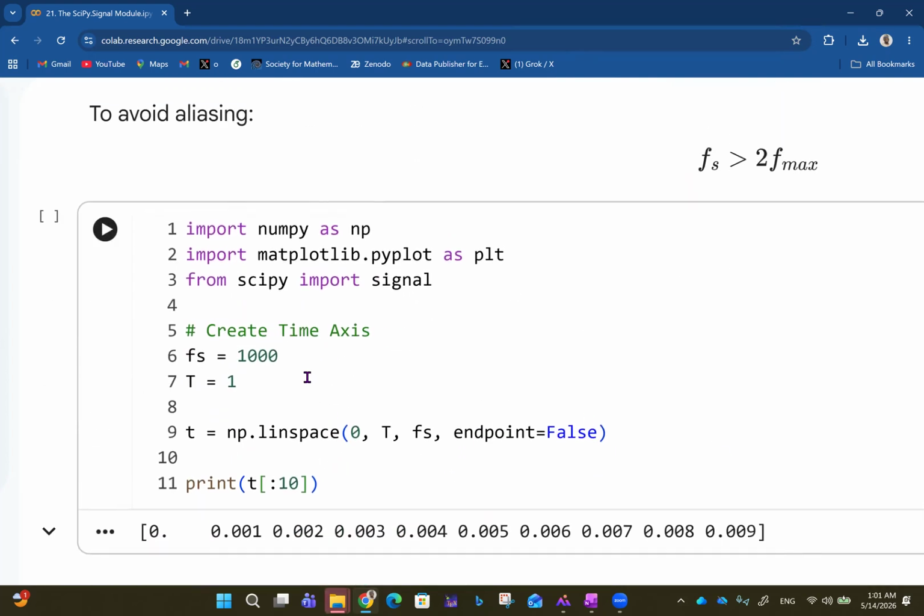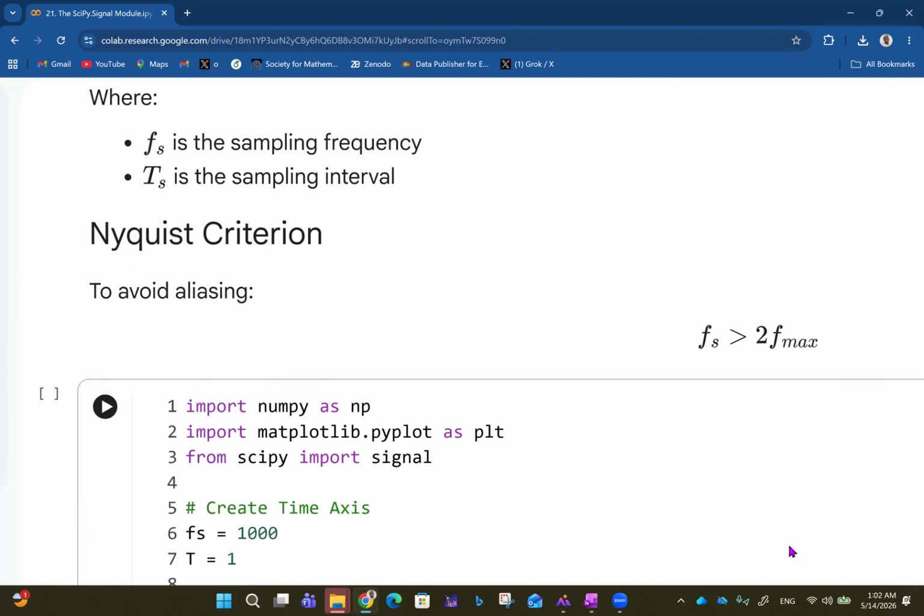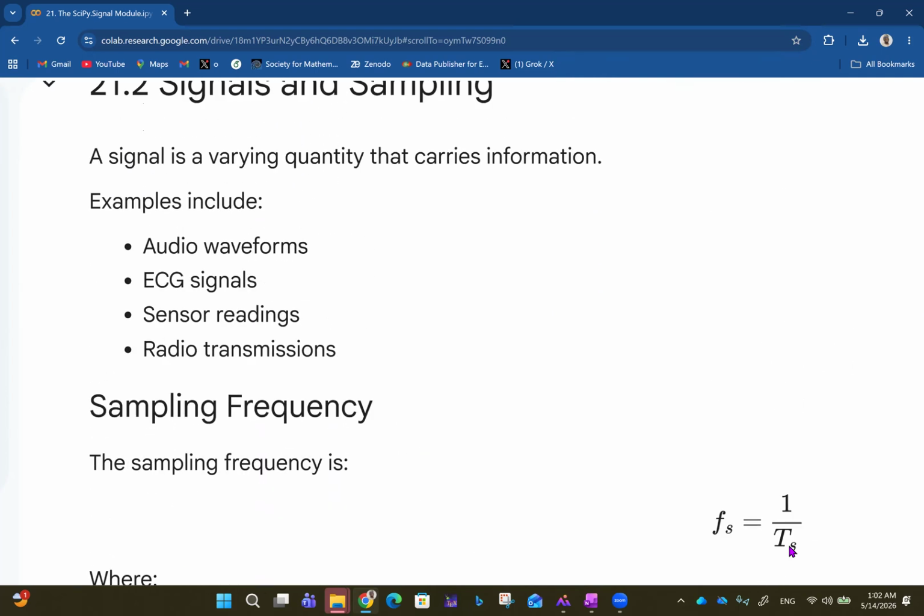So here now, if you want to create the time axis, if you have Fs to be 1000 and T is 1, then the time axis is from 0 to T. That's from 0 to 1 in 1000 divisions, which is Fs here, right? So if you want to print the time from the beginning up to a step short of 10, you have 0, 0.001, 0.002, all the way to 0.009. So you're printing that. That's the time axis.